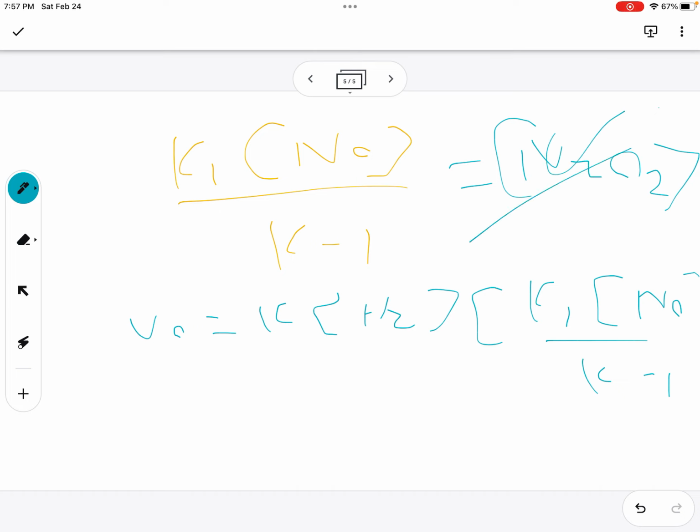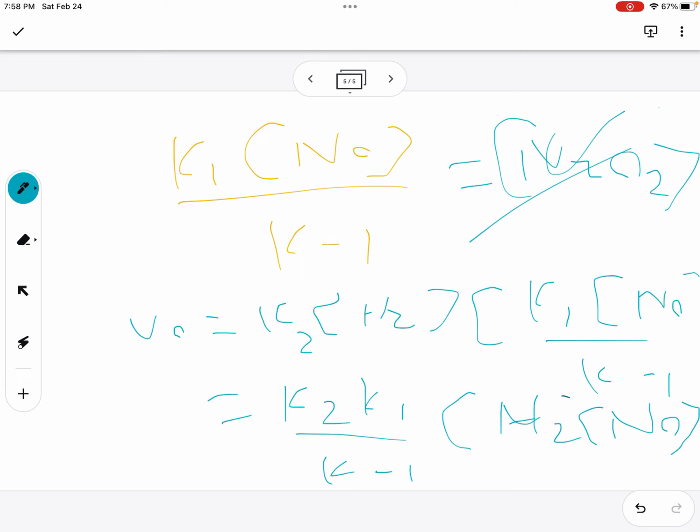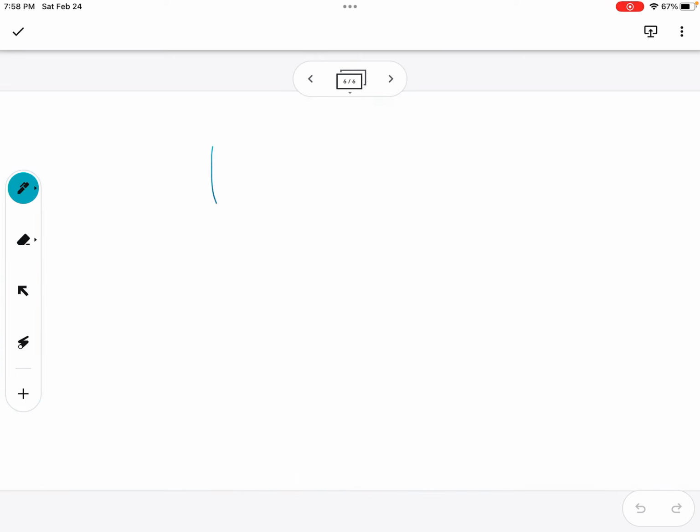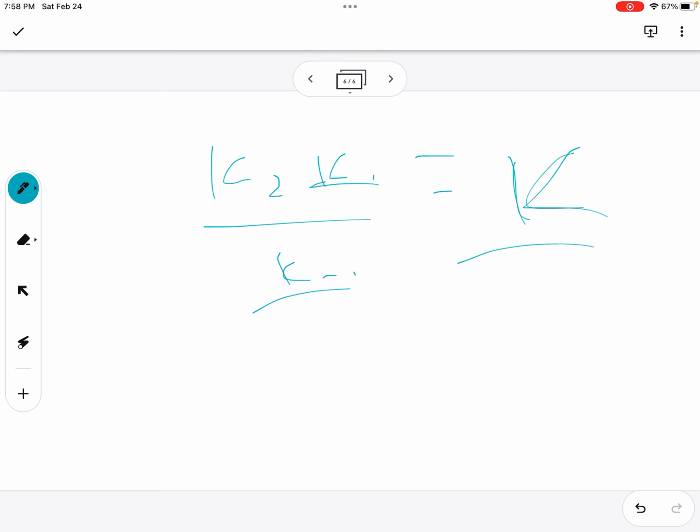We're happy, that's gone. And now what we want to do is rewrite this so that we can get rid of the K's. So this is going to be K2 K1 over K minus 1 times H2 NO. And the last part of the steady state approximation, just because we don't like dealing with all of these K's, we want to say that K2 K1 over K minus 1 is equal to K. Let's call that big K. And there's a whole relationship we can get into relating the little k, K1 and K minus 1 to the big K, or the equilibrium K, because we know that K1 over K minus 1 is equal to big K, actually. But that's a story for another day.